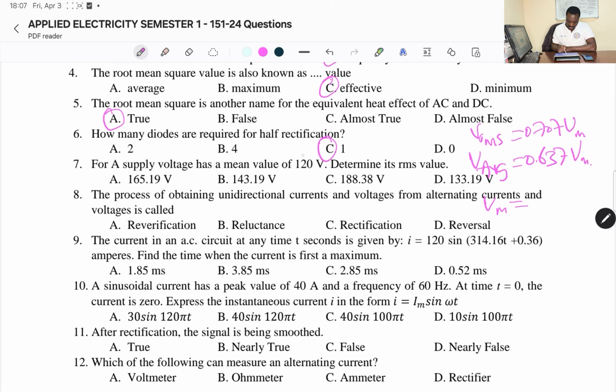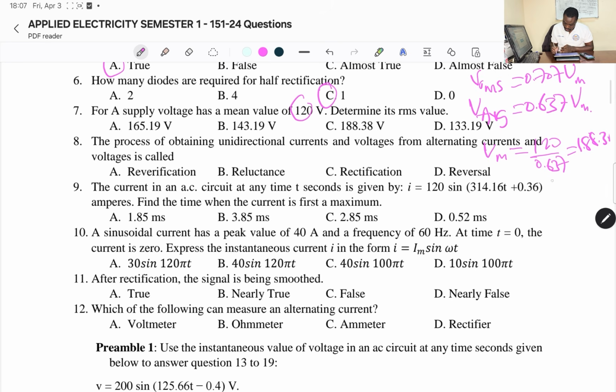And Vm here is going to be equal to our mean value, which is 120, over 0.637. So 120 divided by 0.637 will give me 188.38 volts. So that's the maximum.